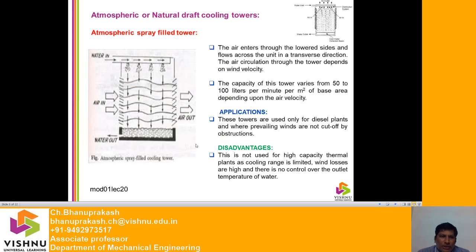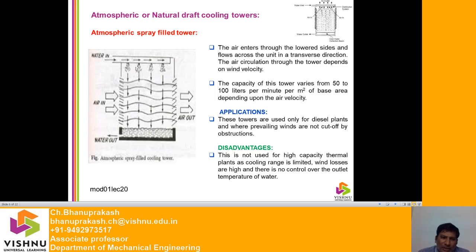Atmospheric or natural draft cooling towers. The name itself consists of atmospheric, so an abundant amount of air will be available in the atmosphere, that is nothing but naturally available air. In this diagram you can see air in, air out, water in, water out. Water in is hot water, water out is cold water.